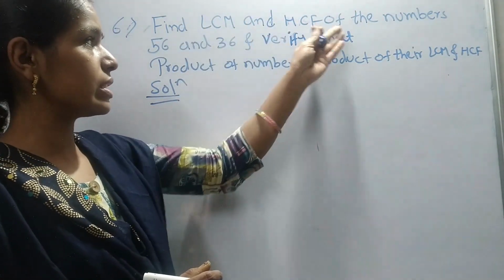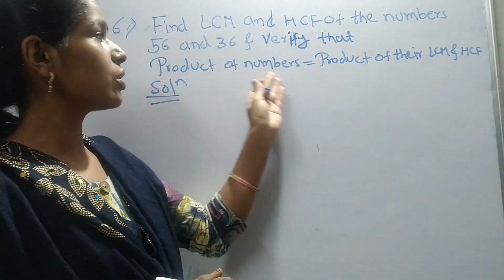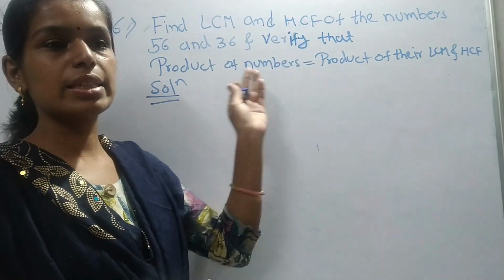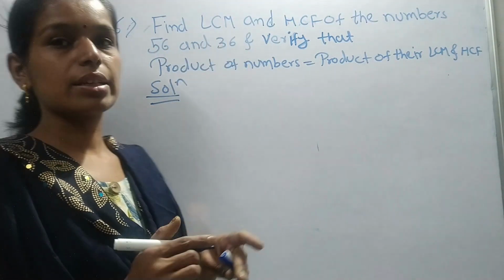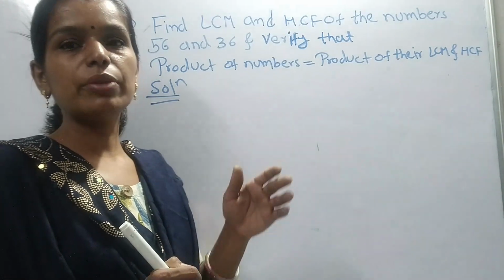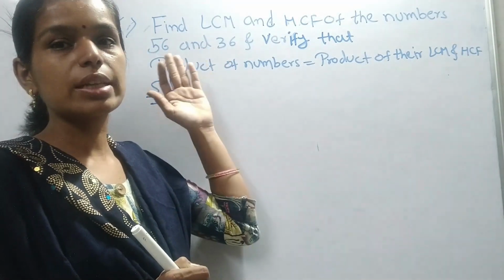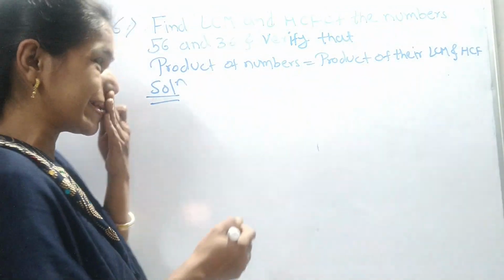Find the LCM and HCF of the numbers 56 and 36 and verify that product of numbers is equal to product of their LCM and HCF. So the numbers given to you are 56 and 36. So what is the first step to solve this question? You have to find the prime factors of 36 and 56. Okay, so let's go towards the prime factorization method.